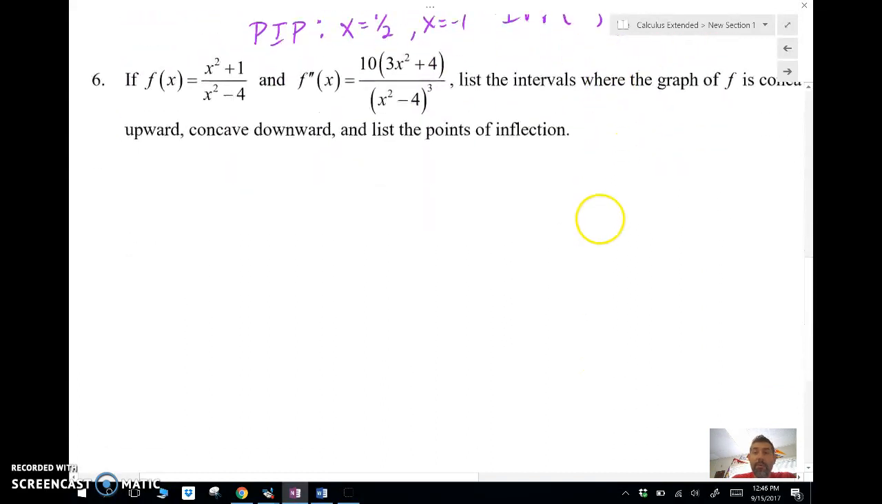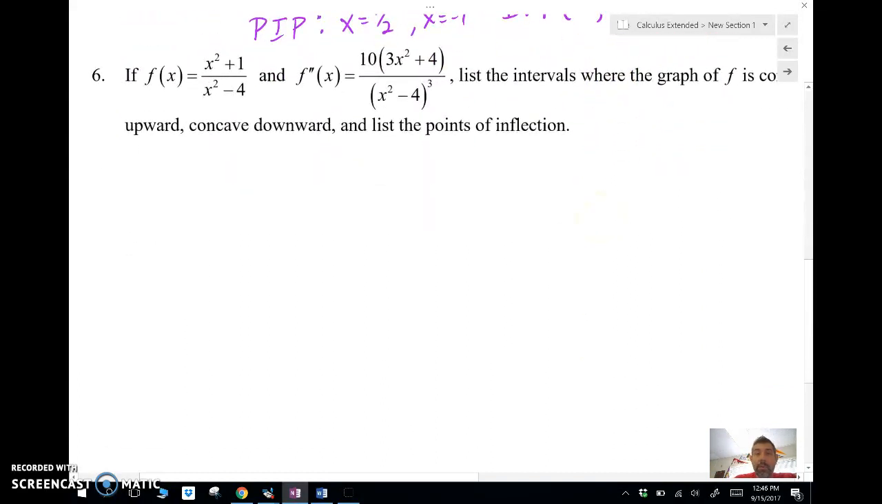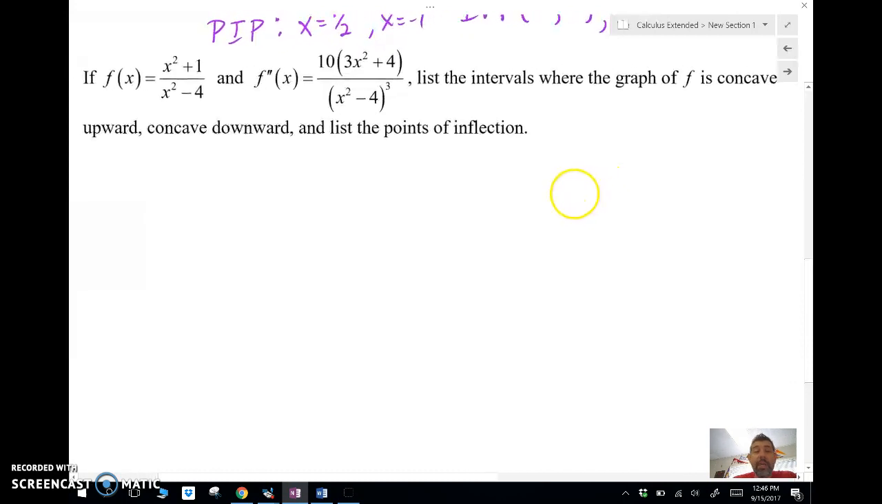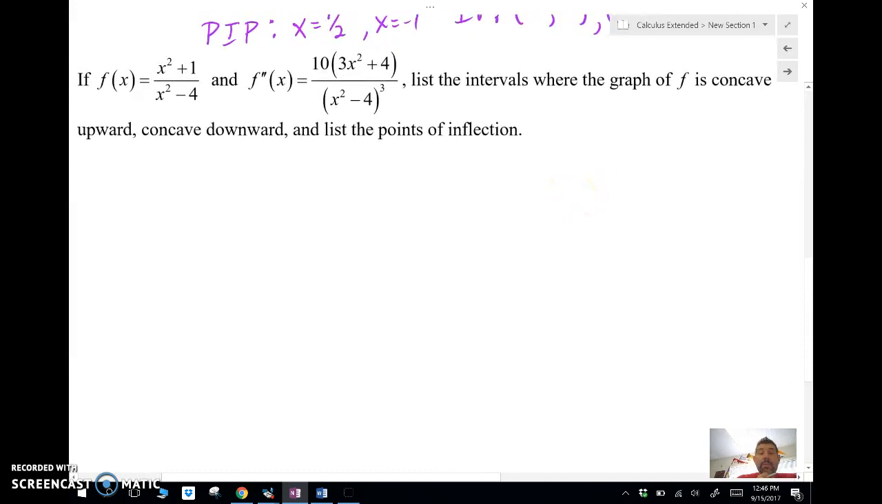All right. Let's take one more example for this video, and then I'll finish it up on the next video. So if f of x is this guy and the second derivative is this guy, list the intervals for which the graph is concave upward, downward, and list the points of inflection. So here's the good news. I don't need to take any derivatives for that because I already have them here. I already have the second derivative right here. This is what I wanted to work with anyway, right?